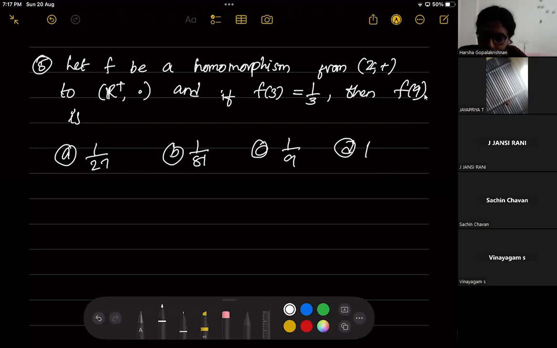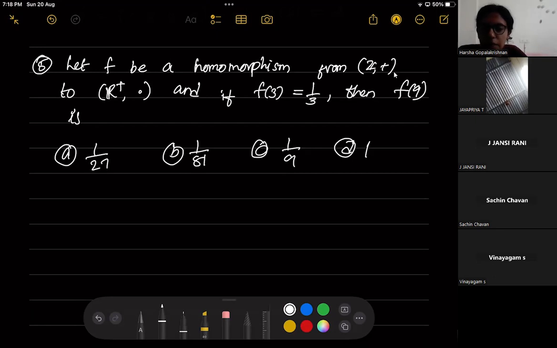Madam, because f of 9 can be written as f of 3 plus 3 plus 3. Yes. The domain has the addition operation, and the codomain has the product operation, so it is a homomorphism. So f of 3 plus 3 plus 3 is f of 3 into f of 3 into f of 3. Correct. But f of 3 is 1 by 3. So it will be 1 by 3 into 1 by 3 into 1 by 3. So finally it is 1 by 3 power 3. So the answer is 1 by 27. Correct. So I hope everyone understood his explanation.